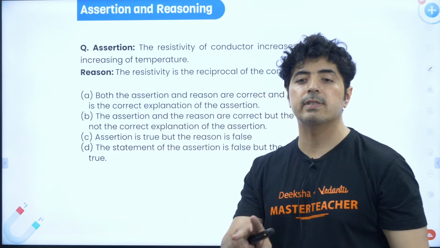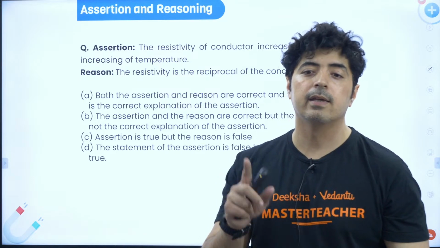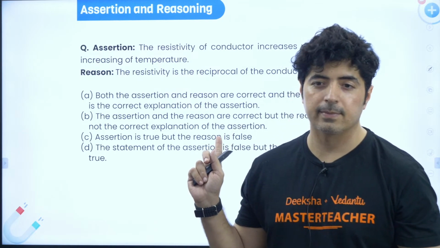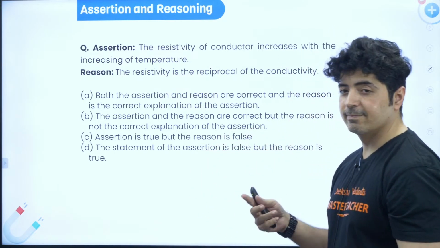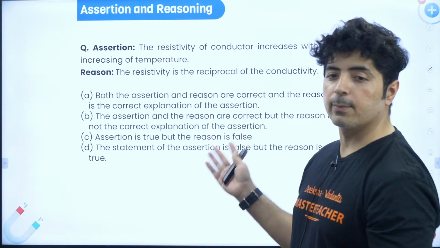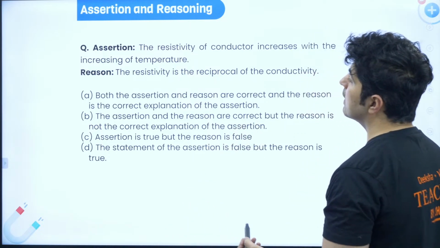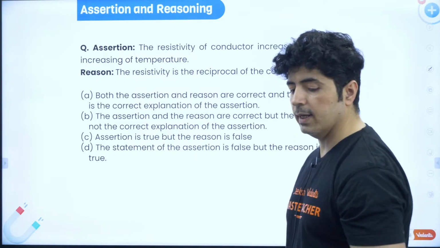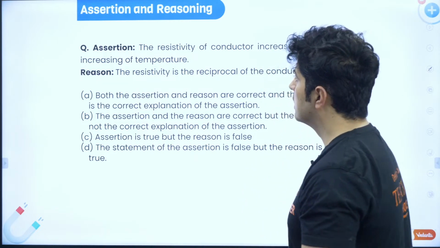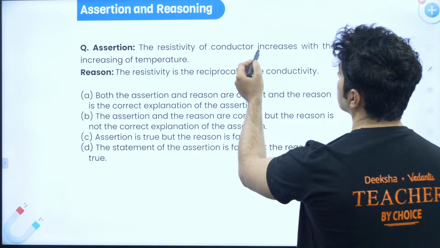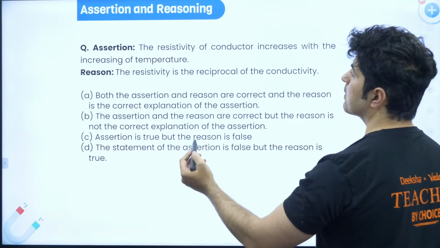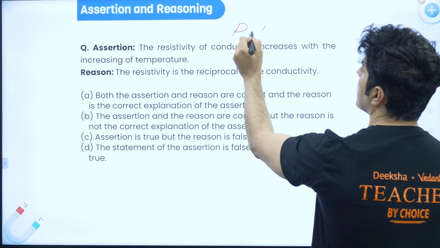Guys, these two questions are very important in assertion and reasoning. You may have a direct question coming up in the exam. So you never know. You might get lucky too, right? Because these are important questions anyway. And the reason says the resistivity is the reciprocal of conductivity. So is the assertion correct or not? The resistivity of a conductor increases with the increase of temperature. It is absolutely correct. Resistivity depends upon temperature.